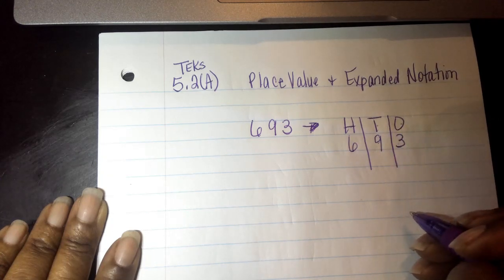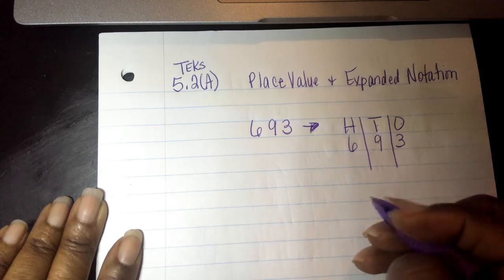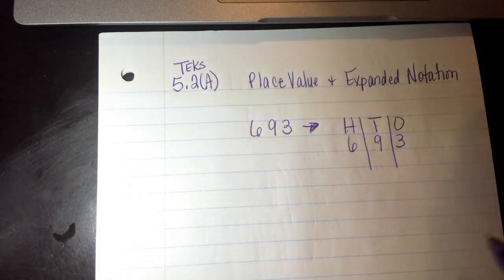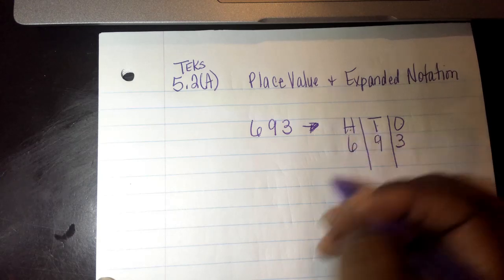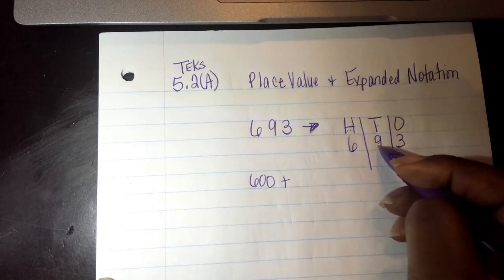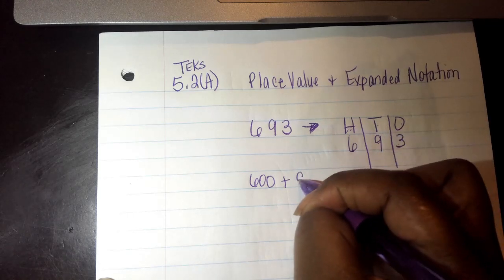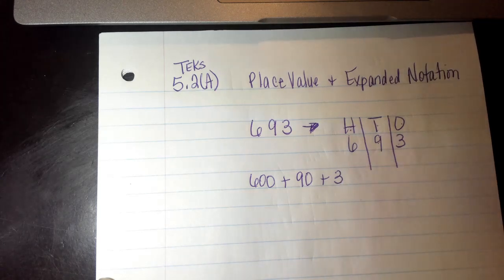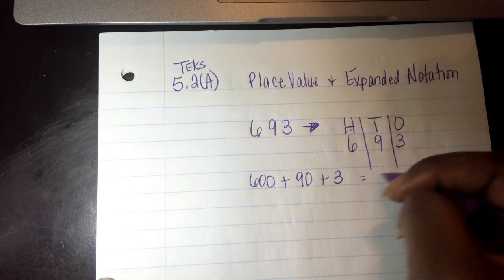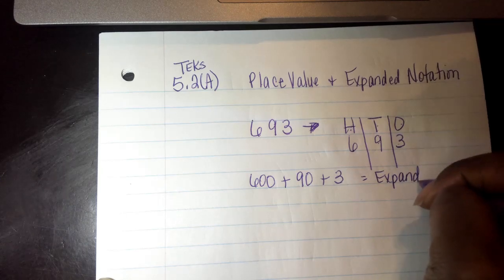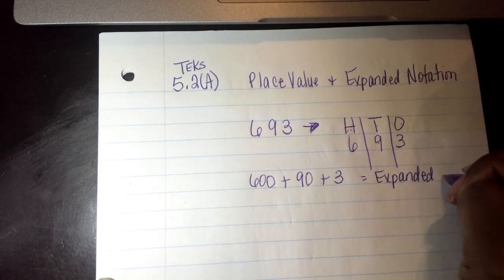Students should be entering the grade level with the knowledge of expanded, so kind of like broken apart. So this is 600 plus 9 tens, which is 90, plus 3 ones. Okay, this is expanded form. Students should come with that expanded form knowledge.